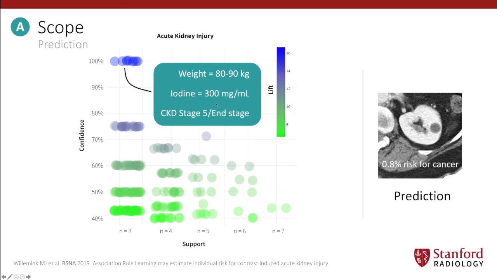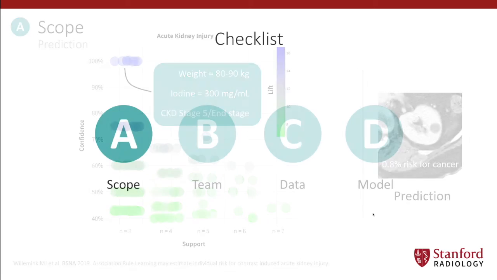If those combinations were present, then this algorithm said there's a 100% confidence that this patient will develop acute kidney injury after the CT scan. So this is one of the applications that machine learning can help with, and it's prediction.